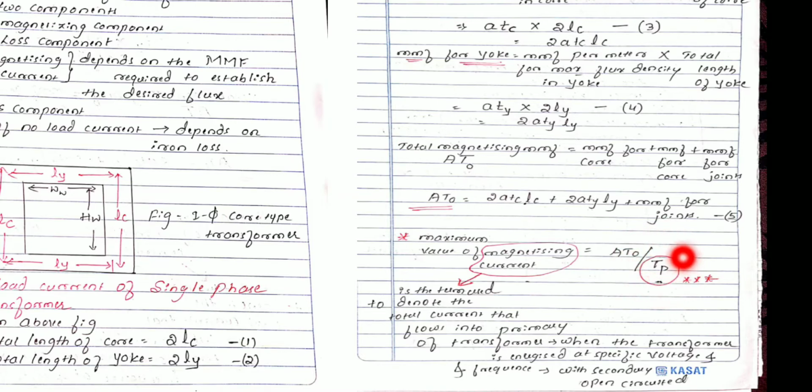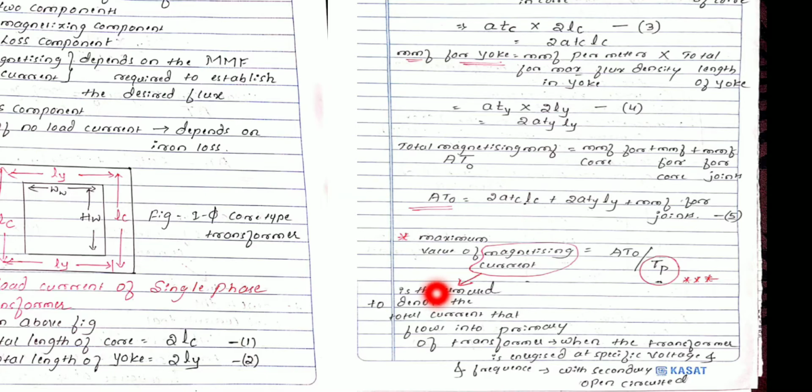Why I had taken only primary terms? See here, the magnetizing current is the term used to denote the total amount of current that flows into the primary of the transformer. When will it be flowing? When the transformer gets energized at a specific voltage as well as frequency with the secondary open circuited. Getting my point? Secondary is open circuited, that is the reason no load.